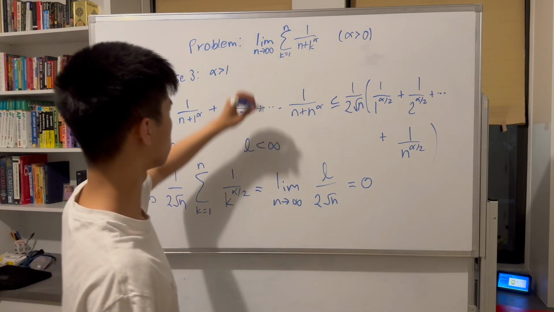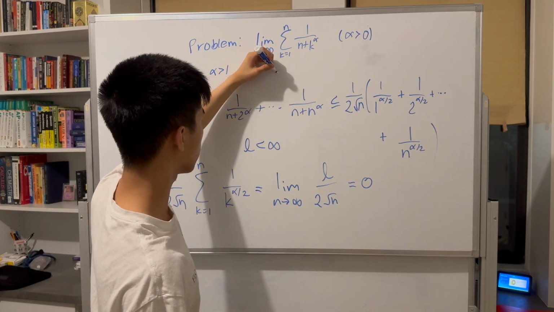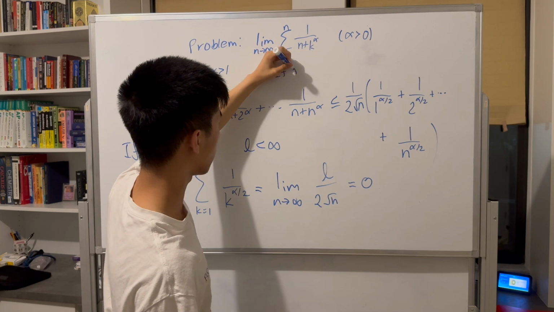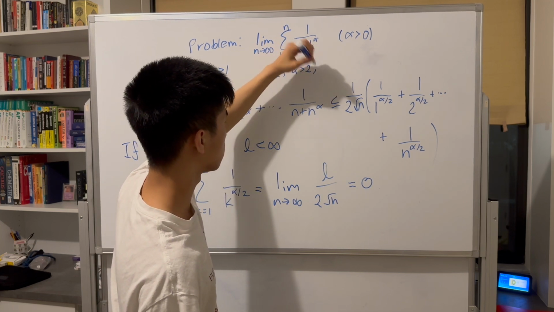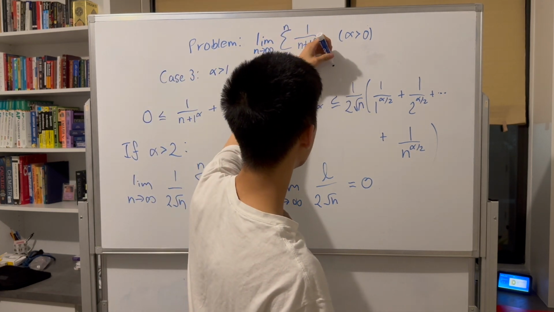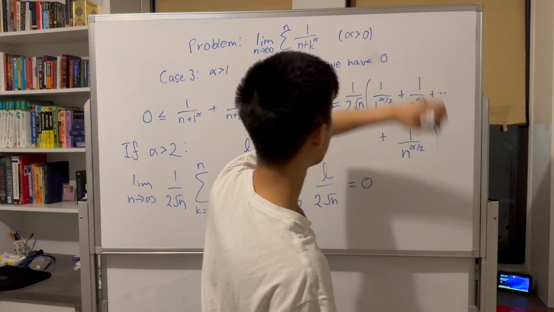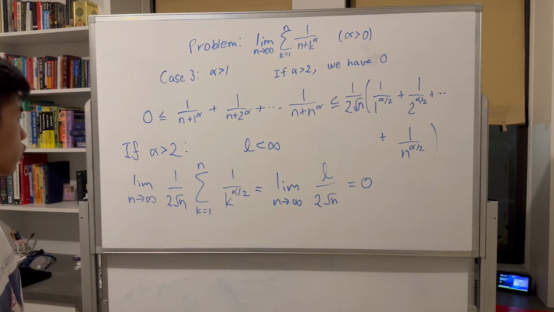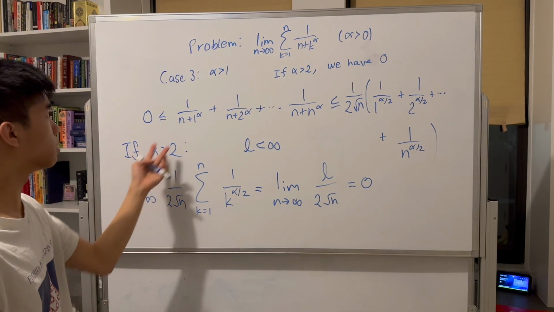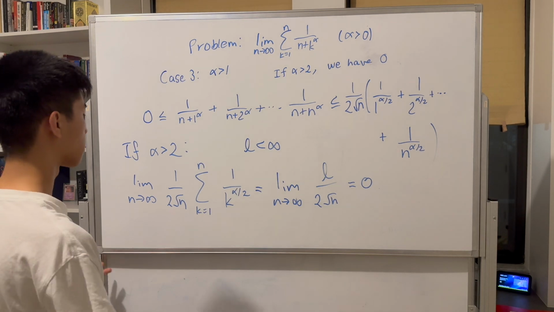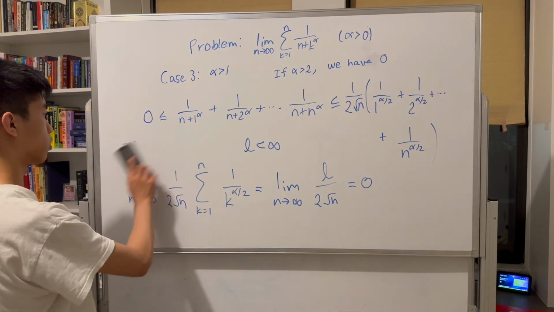Okay, so we have then that if alpha is greater than 2, the limit is 0. But that's not so helpful because we want what's in between 1 and 2. That's a lot trickier, so let's cover that.